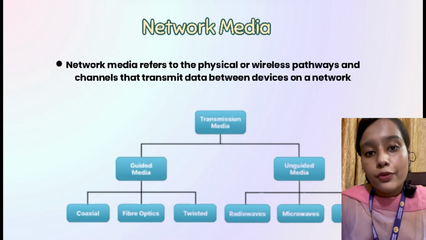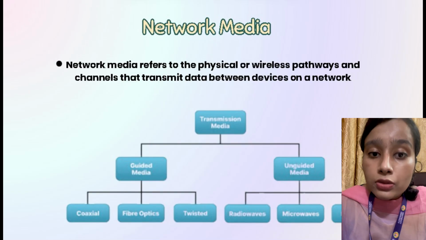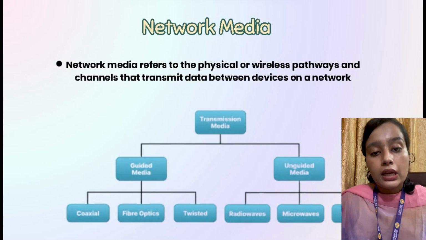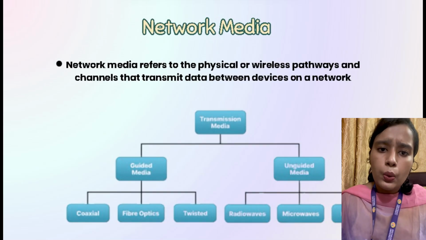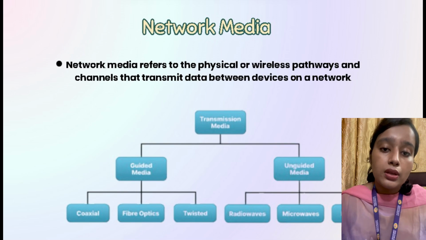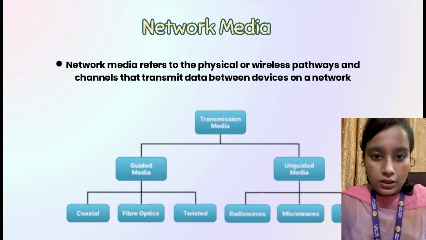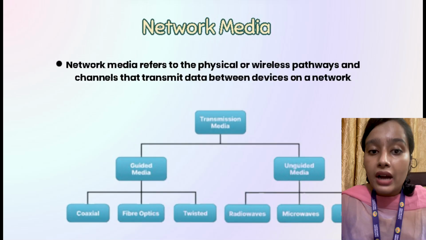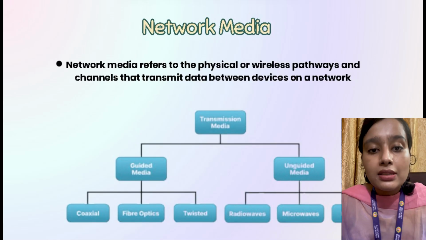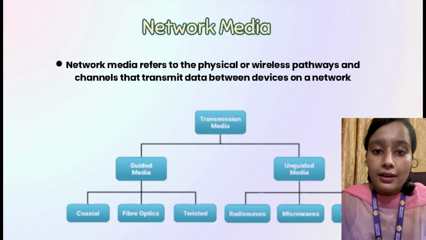So at first we have to know what network media is. Computer network media is the channel or pathway through which data travels in a computer network. There are 2 types of network media. One is unguided and another is guided. Unguided means wireless and guided means wired. These 2 types of media also have classifications. There are 3 types of guided network media and 3 types of unguided network media. In this slide I have shown the classification of these media, and in the next slide I will explain it.